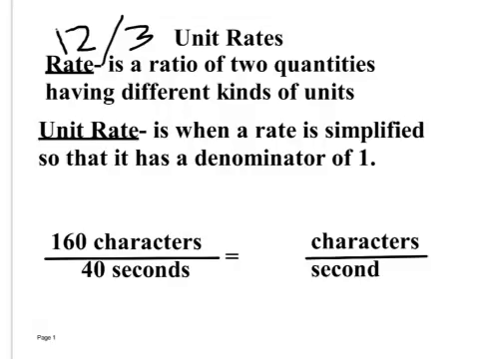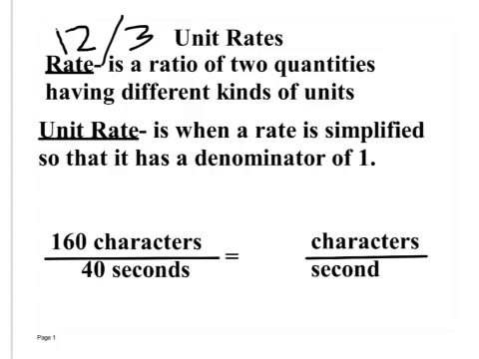So a rate is just a ratio of two quantities having different kinds of units. Unit rate, okay, the miles per hour, the feet per second, gallons per minute. That's a rate where the denominator is simplified all the way to 1. Okay? Miles per hour. Alright?